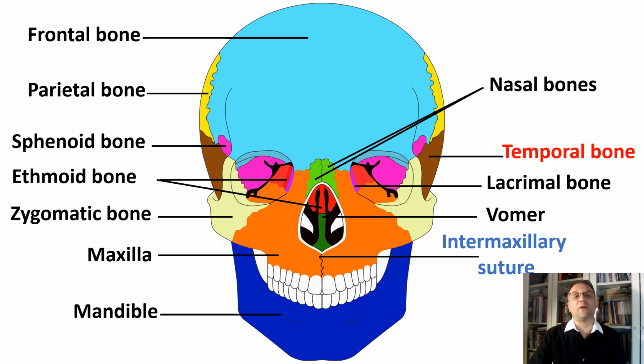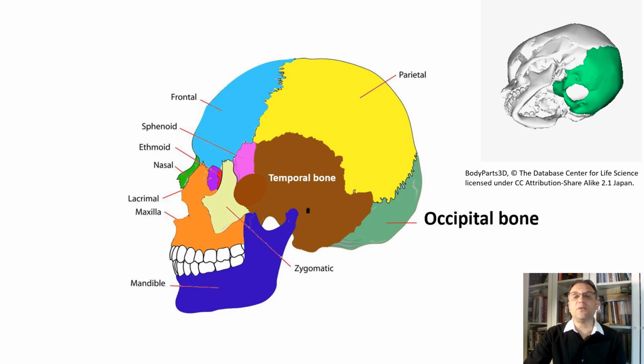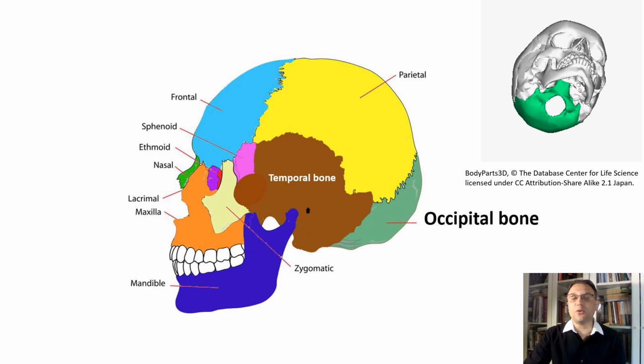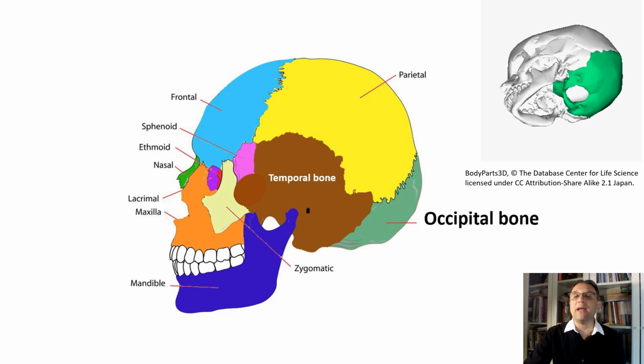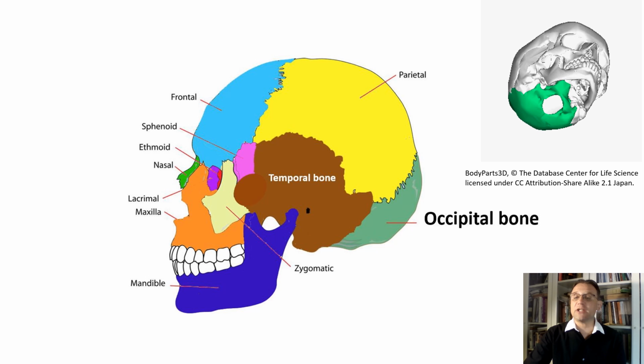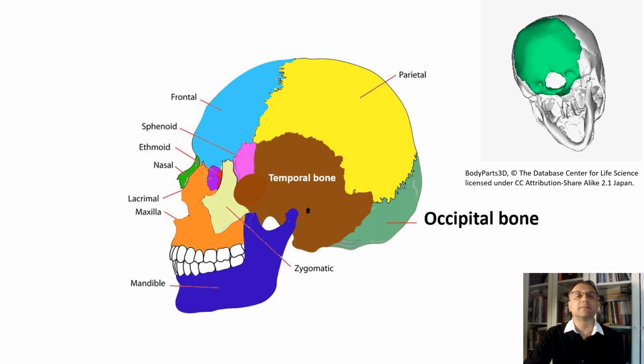I almost forgot to mention the temporal bones, paired bones that help make up the sides and base of the skull. They protect part of the brain and surround the ear canal. Here is the side view of the skull. The view allows you to see the occipital bone, a bone that forms the back and base of the skull and through which the spinal cord passes.